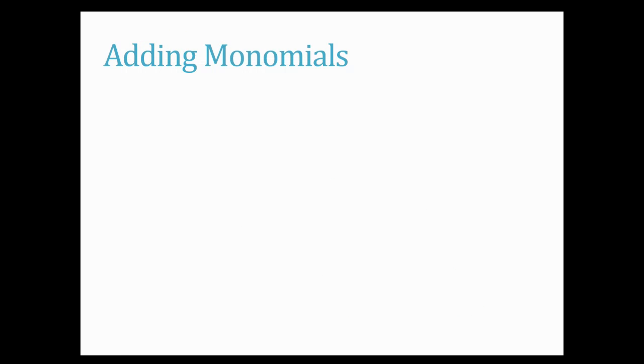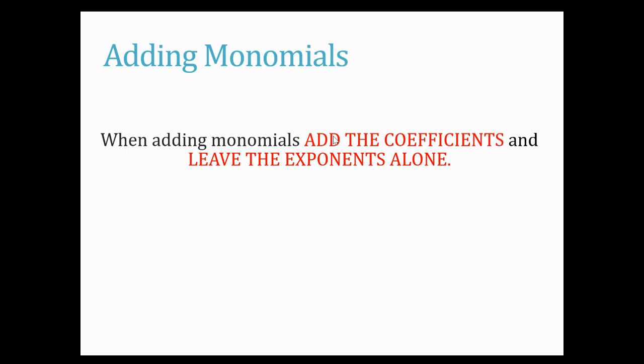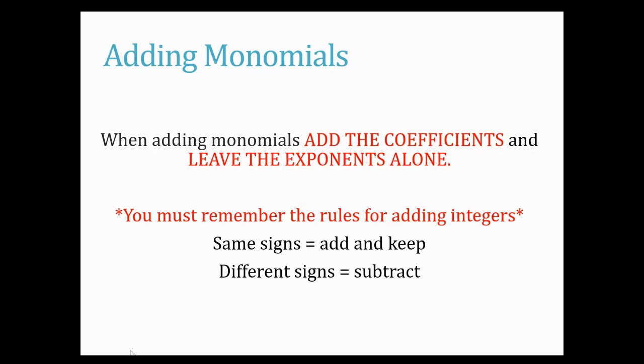So when we add monomials, meaning one term, you're going to add the coefficients. So just a refresher, a coefficient is the number in front of the variable, and leave the exponents alone. So we're going to leave those little tiny numbers next to the variables alone. So you have to remember the rules for adding integers. If they're the same signs, you add and keep, so add them and keep the sign the same. Different signs, subtract, keep the sign of the larger number.